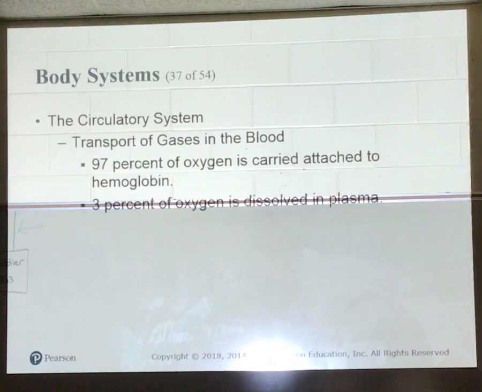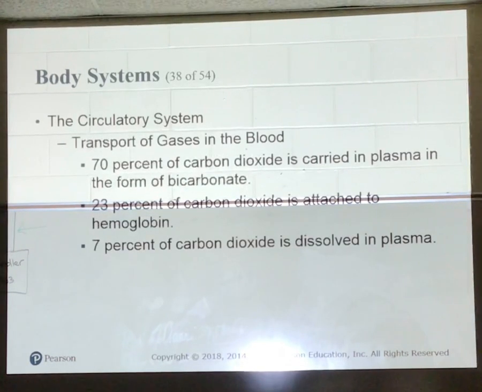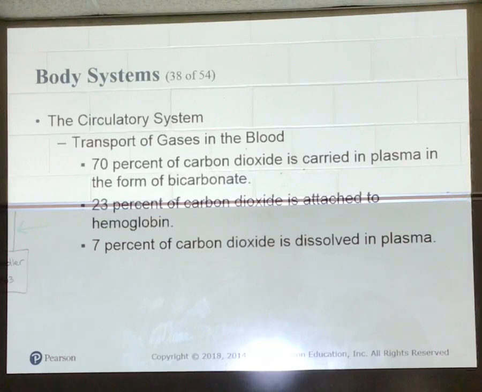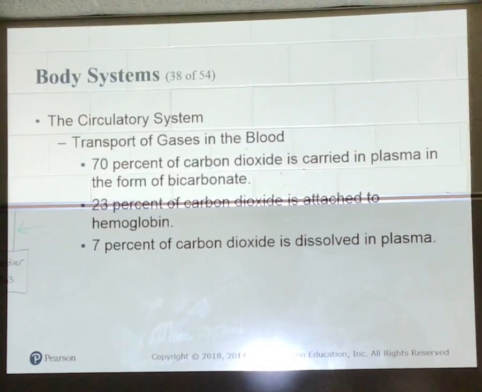About 97% of the oxygen carried in the blood is attached to the hemoglobin on the red blood cell. The remaining 3%, not enough to survive on alone, is dissolved in the blood plasma. Carbon dioxide is transported in the blood as bicarbonate, attached to hemoglobin, and dissolved in plasma. Approximately 70% of carbon dioxide is carried in the blood in the form of bicarbonate. The bicarbonate is formed when the carbon dioxide molecule enters the red blood cell and combines with water. The bicarbonate that results leaves the red blood cell and circulates in the blood.